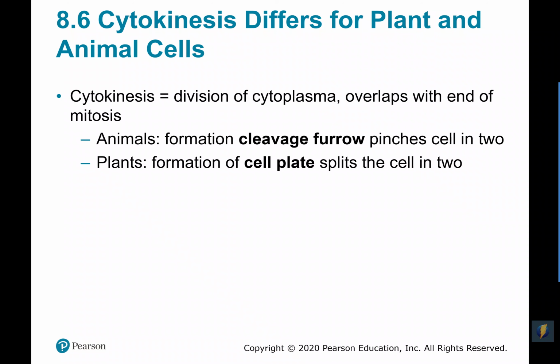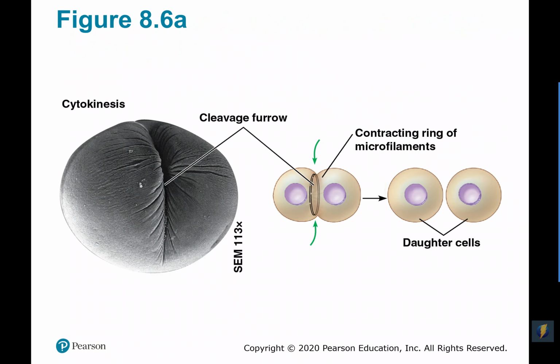But it happens differently in plants versus animals. In animals, we call it a cleavage furrow. In plants, we get the formation of a cell plate. So the cleavage furrow in animals is sort of like a drawstring. It's essentially a ring of proteins that pinches around the middle of the cell, pulls it really tight, and the cells just pinch off into the 2 daughter cells.